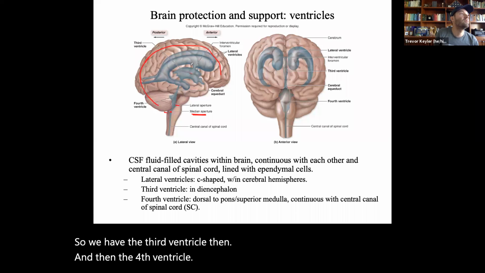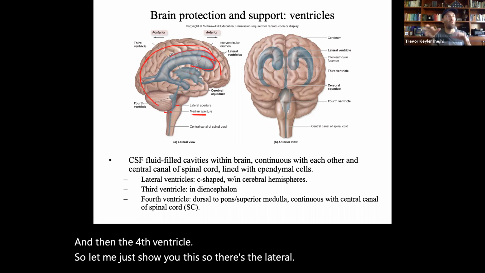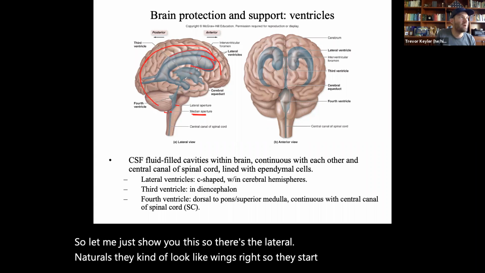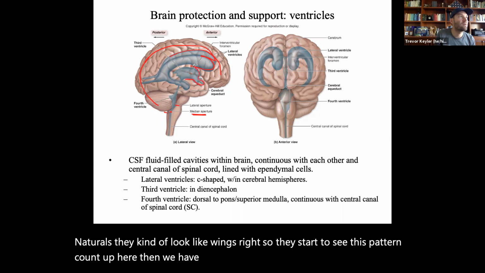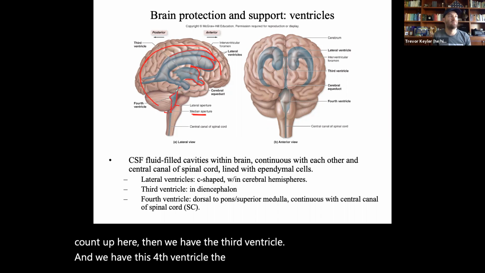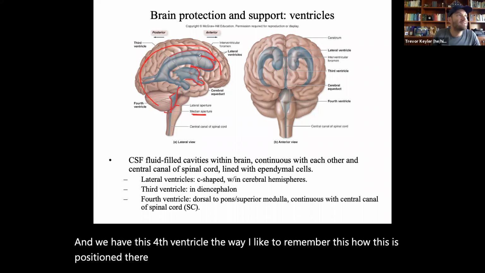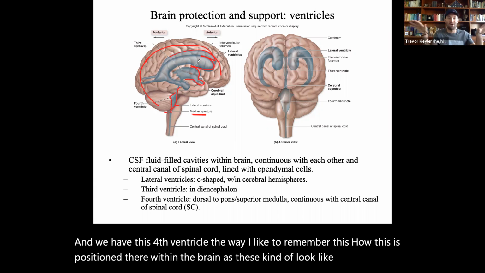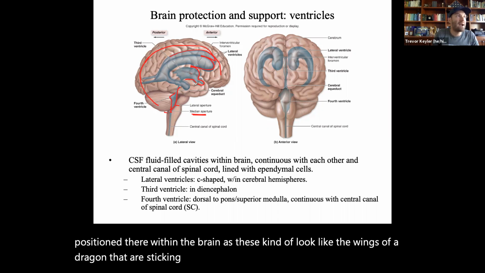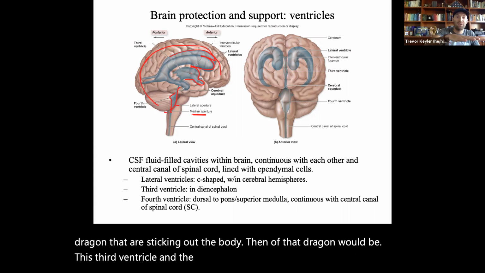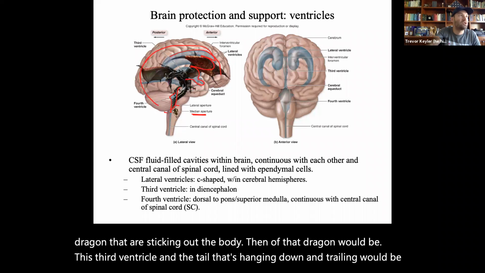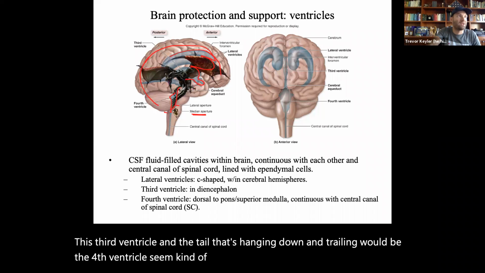So let me just show you this. There are the lateral ventricles. They kind of look like wings, right? So you start to see this pattern appear. Then we have the third ventricle, and then we have the fourth ventricle. The way I like to remember how this is positioned within the brain is that the lateral ventricles look like the wings of a dragon sticking out. The body of that dragon would be the third ventricle, and the tail hanging down and trailing would be the fourth ventricle. So you can superimpose this dragon-like shape on top of it, okay?